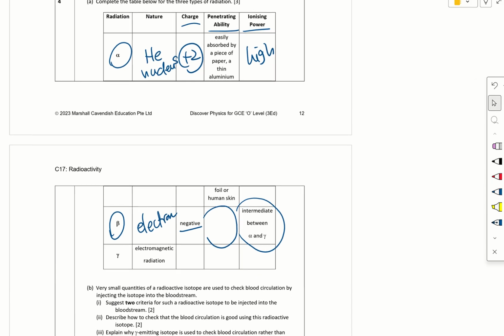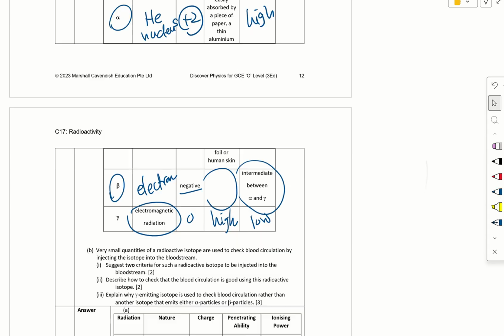Okay, the nature of gamma is actually electromagnetic radiation. The charge is neutral, no charge. The penetrating ability is high. It can only be stopped by thick concrete or a few cm of lead. And the ionizing power is low because it doesn't have any charge.